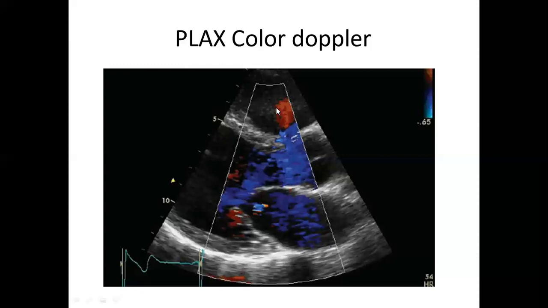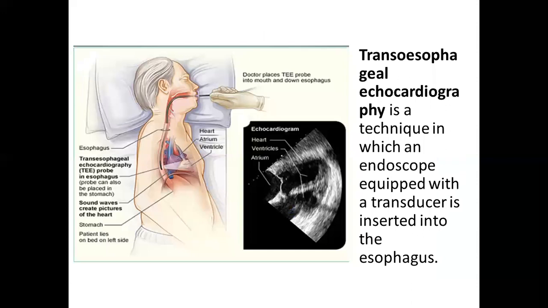So don't think that it is red one because it contains arterial blood and blue one because it contains venous blood. No, it's not because of that. It's just the determination and understanding of how flow is moving towards or in the other direction from the probe.